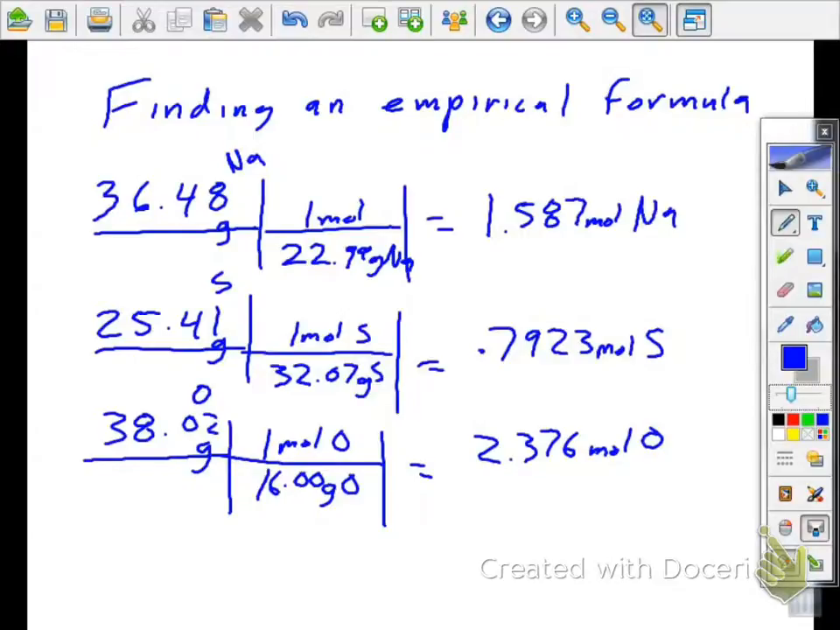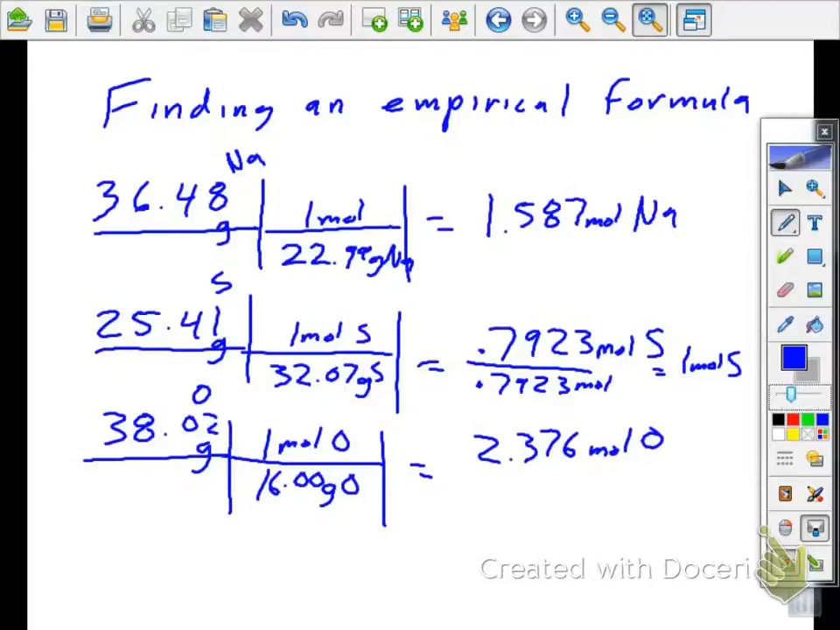I could multiply, but that's going to be tough to do, figure out what number I need to multiply by. What I'm going to do is take and divide by the smallest of the moles. And when I divide by the smallest of the moles, at least I know I get one whole number, right? So if I take this 0.7923 and divide it into itself, what do I get? 1. So I get 1 mole of sulfur.